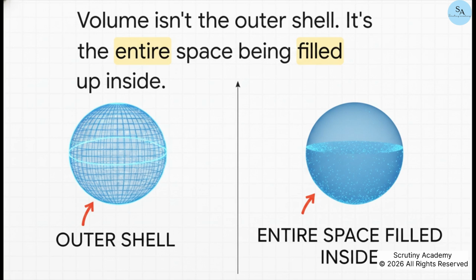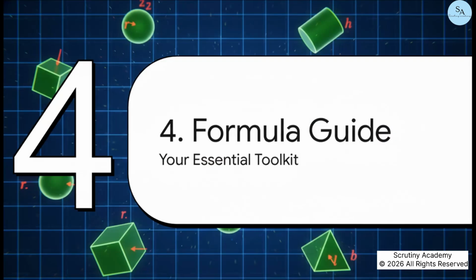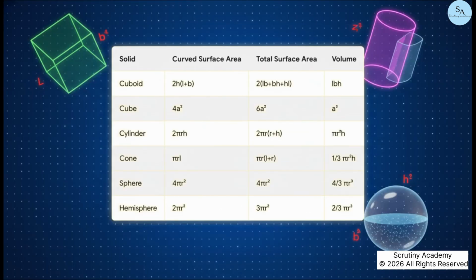It's about the entire space being filled on the inside. It's the substance, the contents, the total capacity of that object. Okay, so we get the concepts, but how do we actually calculate all of this? Well, this next slide is your essential toolkit. It's everything you need. And here it is, your master guide to mensuration.